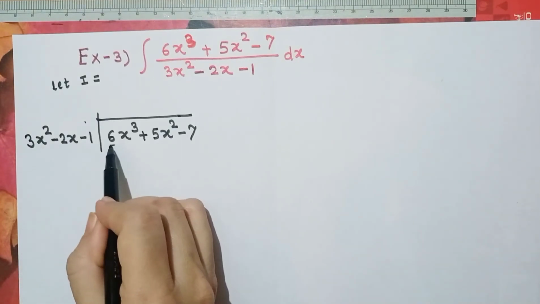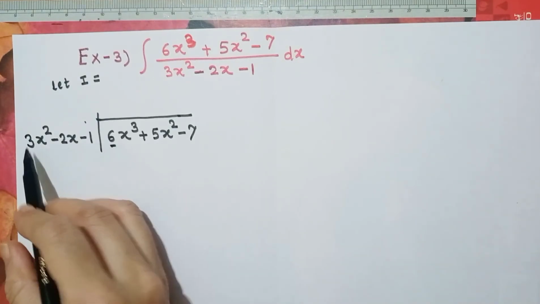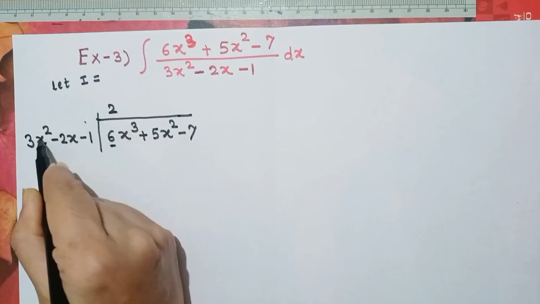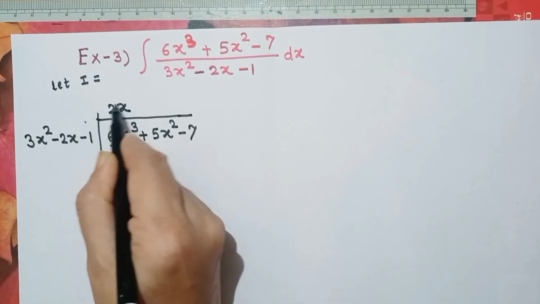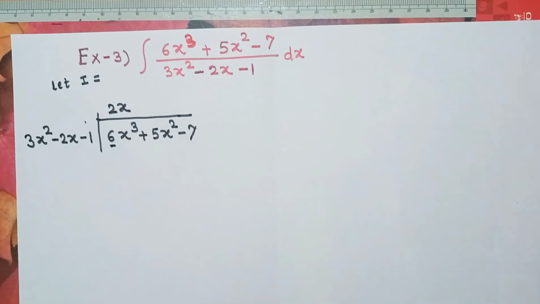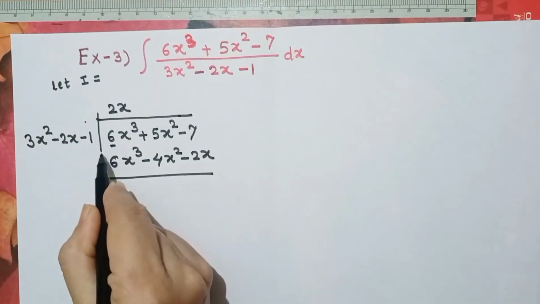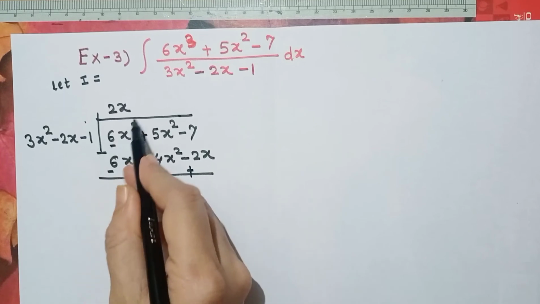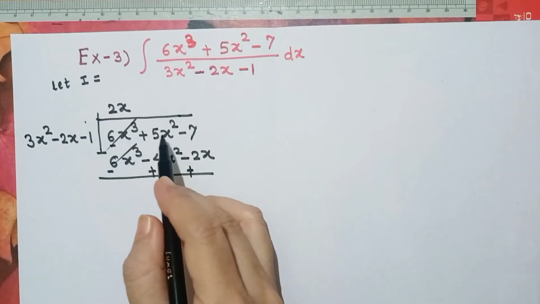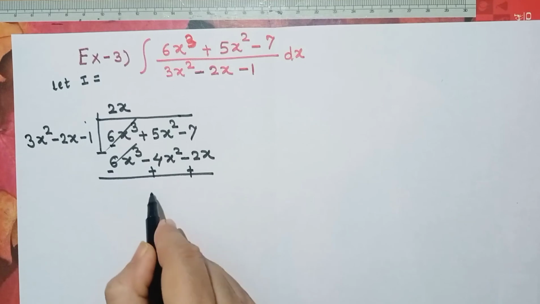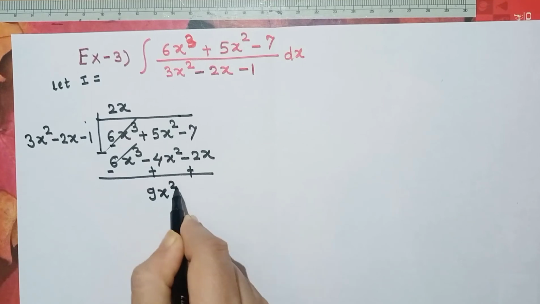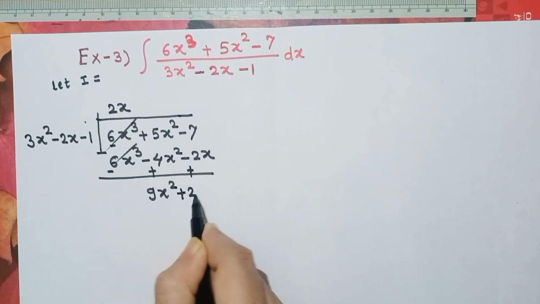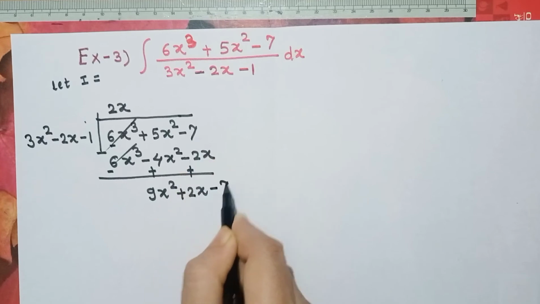Now check here, it is 6x cube and here 3. So 3 twos are 6, and again we will multiply by x. So by multiplying twice x to these three terms, and now after subtracting, this is minus, plus, and here plus. So this term gets cancelled, and plus 5 plus 4 means 9x square, and then plus 2x, and then we will write this minus 7.